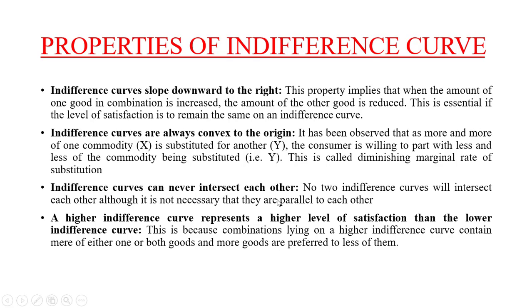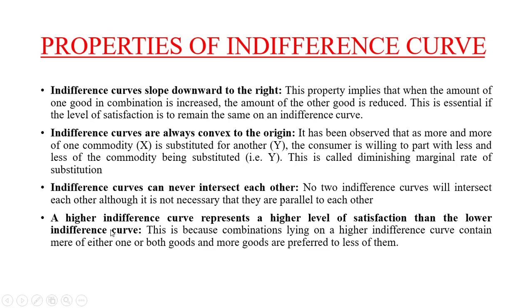Next property is indifference curves can never intersect each other. Now if you have many indifference curves, the combination of many indifference curves is known as what? Indifference map. So those maps or different indifference curves can never intersect. That means they cannot cross each other in any way. No two indifference curves will intersect with each other, although it is not necessary that they are parallel to each other.